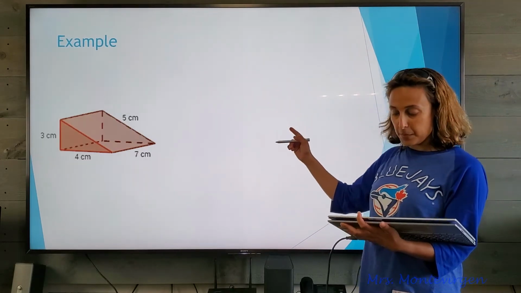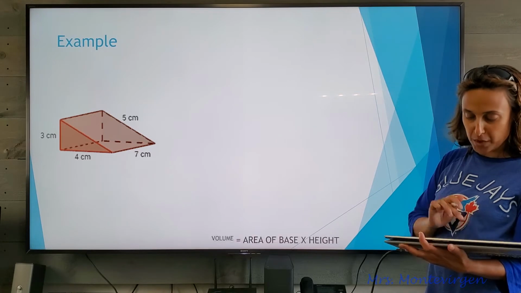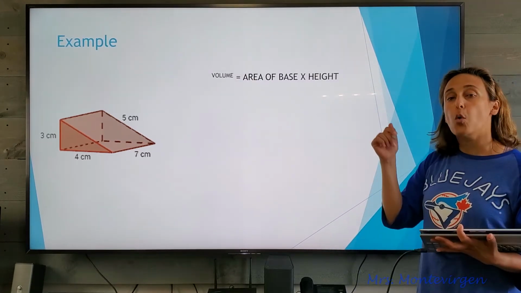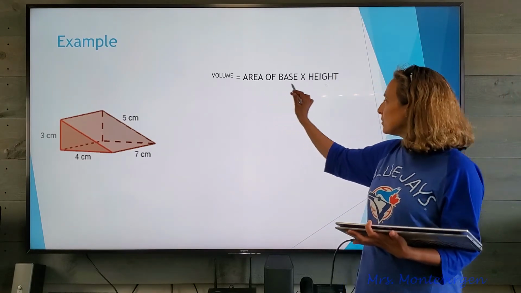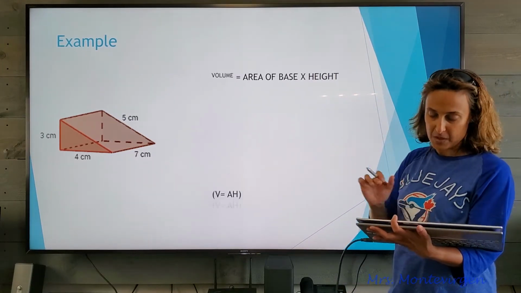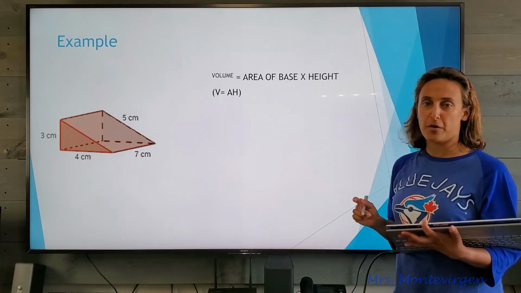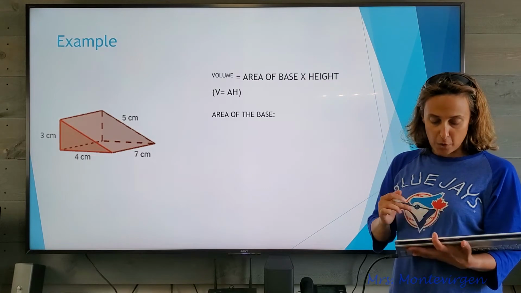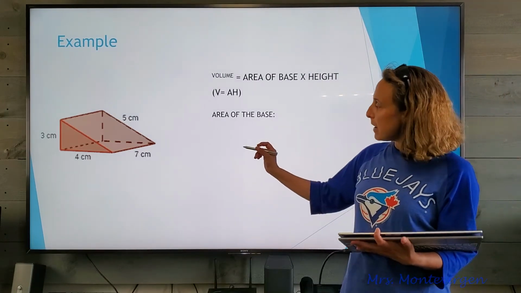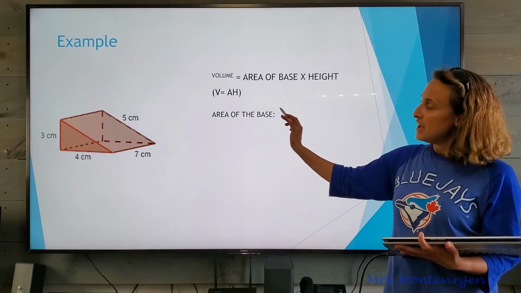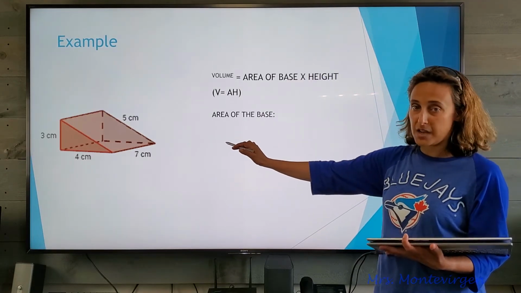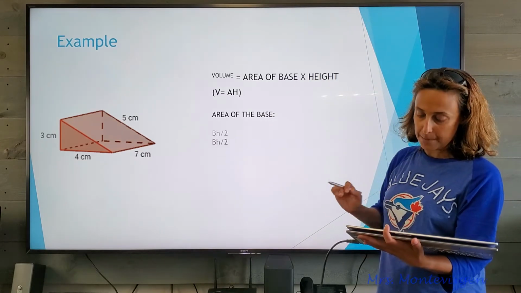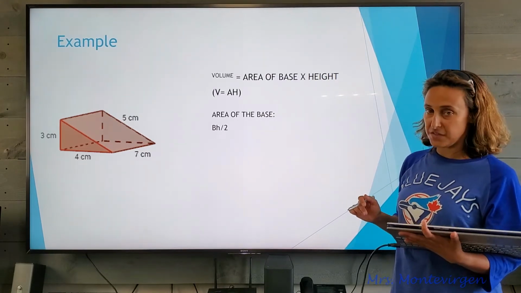Now, I have an example here that I'm going to go through with you. As I've been harping over and over again, line 1 will always be the formula. So volume equals the area of the base multiplied by height. I just did a little bit of a short form. Now, for your first line, we have to figure out the area of the base. The area of the base is going to be the triangle because this is a triangular prism. So my formula is base times height, divided by 2.